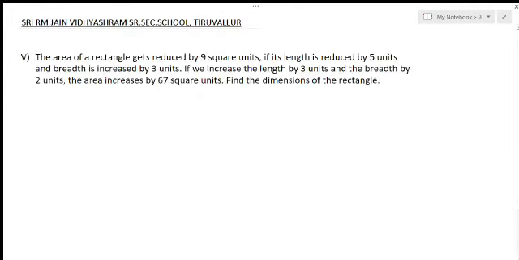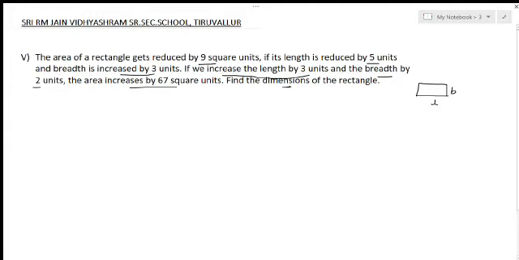Your next question is: the area of a rectangle gets reduced by 9 square units if its length is reduced by 5 units and breadth is increased by 3 units. If we increase the length by 3 units and the breadth by 2 units, the area increases by 67 square units. Find the dimensions of the rectangle. What do you mean by dimension? Dimension is nothing but, in a rectangle we will be having length and breadth. So length and breadth are called dimensions.